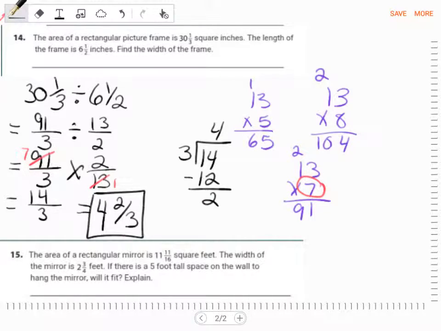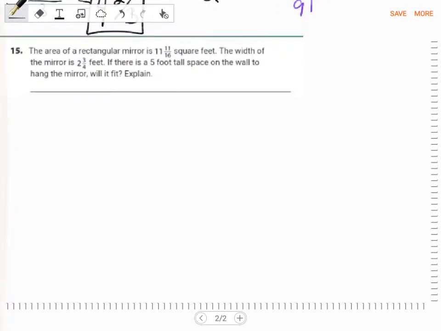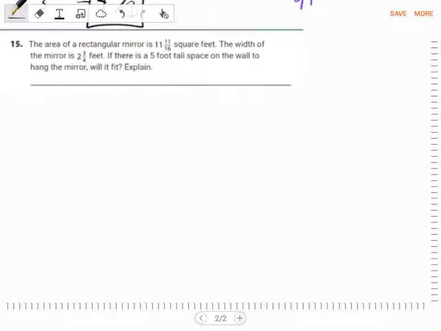So this would be how wide the frame needs to be. I'll go ahead and write it up in here: 4 2/3. Okay, we're going to do one more, and then we'll be done.